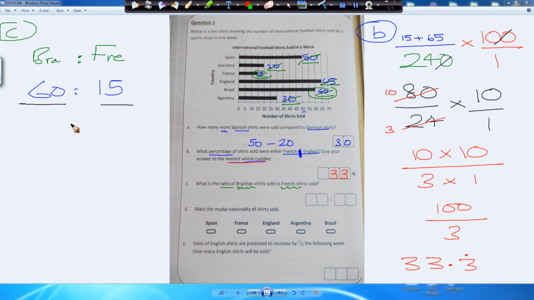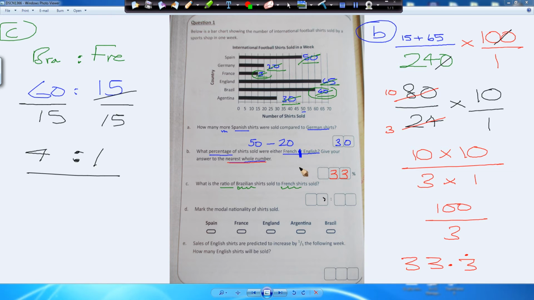So what is the biggest number that these two numbers will divide into, Huzaifa? 15. Yeah, 3 is a factor, but it's not the highest common factor. Well done. So the highest common factor is 15. Excellent. Let's divide them both by 15. 15 divided by 15 will give us 1. 60 divided by 15 will give us 4.